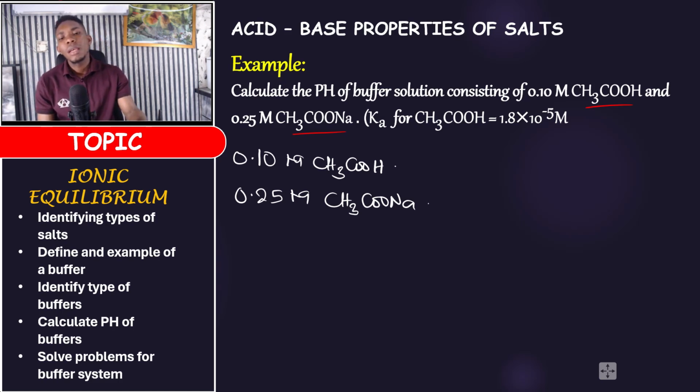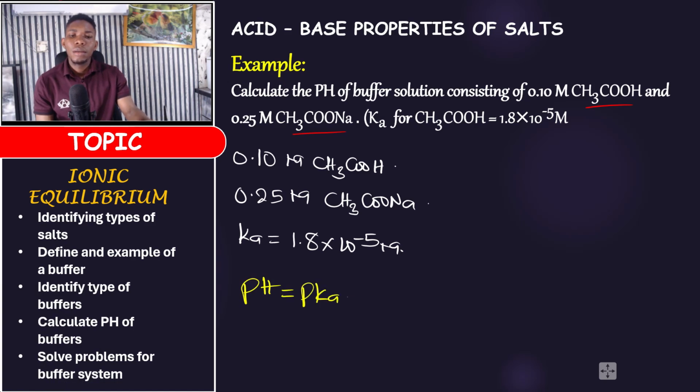Now my dear students, how do you solve this? They give you the Ka for the acid as 1.8 times 10 raised to the power of minus 5 molar. So what do we do? Calculate the pH. Now to calculate the pH, you use the formula pH is equal to pKa minus log acid over the salt of the acid.